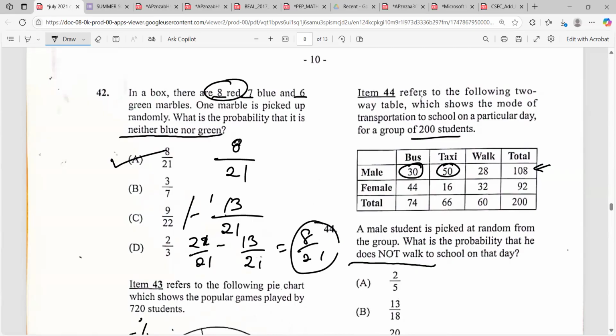All right, so that's our 80 over 200. Because at the end of the day, all our students count, and not just the male, right? So that means 80 over that. So this cancels this 4. If I use 4, 2 times 5, so that'll be 2 over 5.